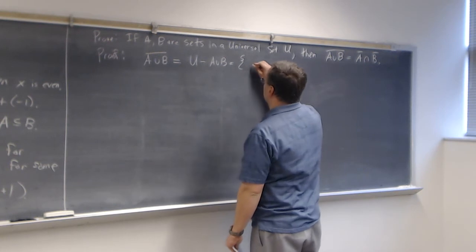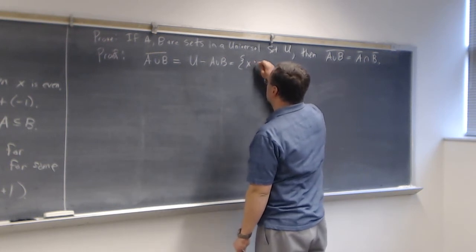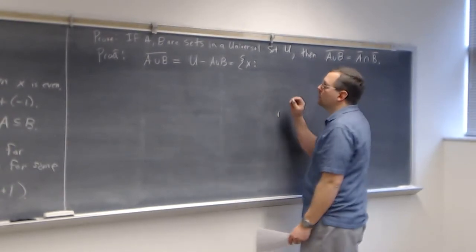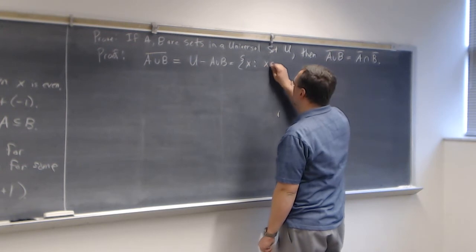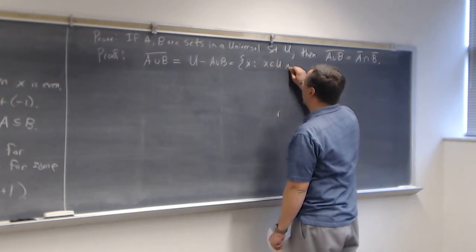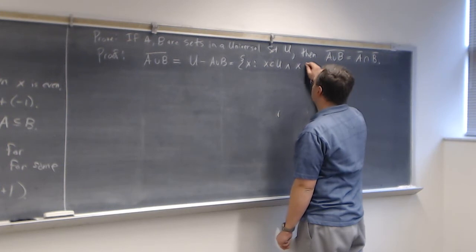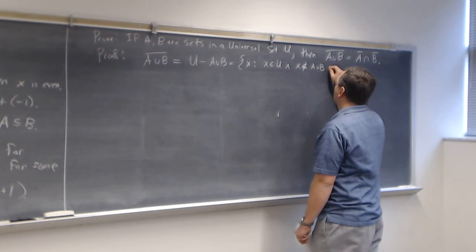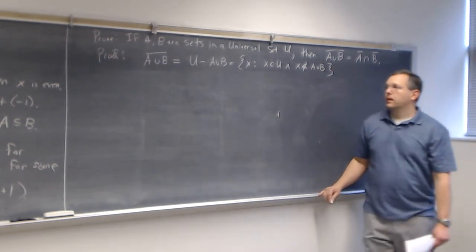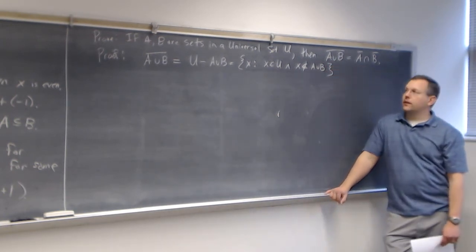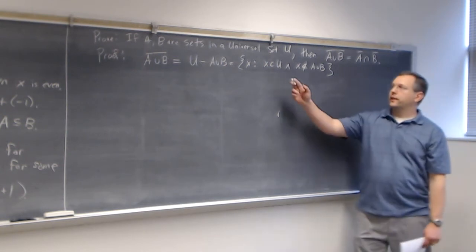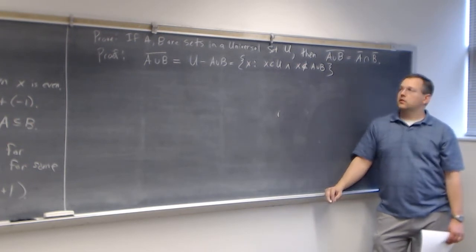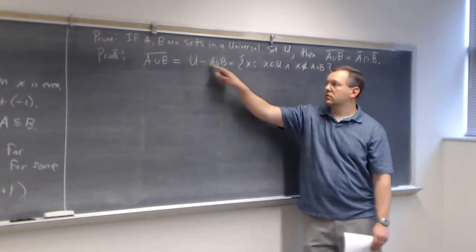So I'm going to write that in set builder notation. It's a set of arbitrary elements X. We don't even know what these objects look like. We're just going to call it X. But I know that X is in U, X is in the universal set, and X is not an element of A union B. If you think about it, every equation should be clear. Like, how does this equal this? Well, I'm using the definition of the difference, the set difference.